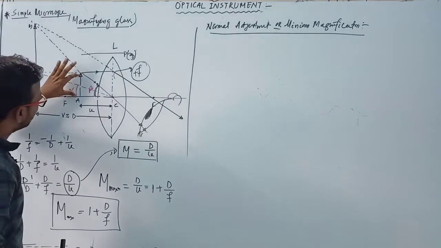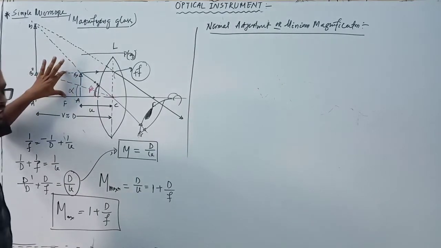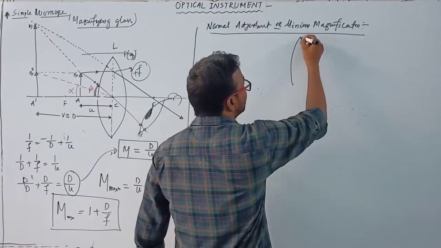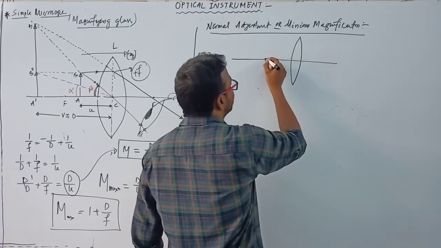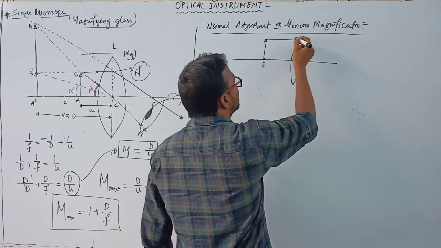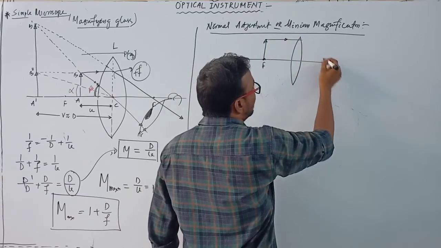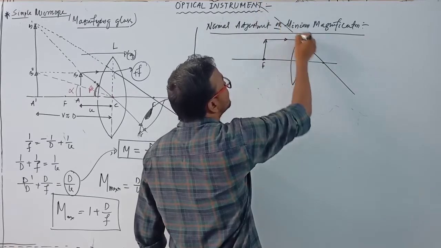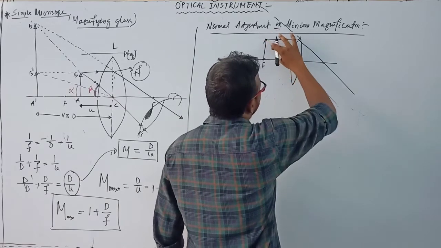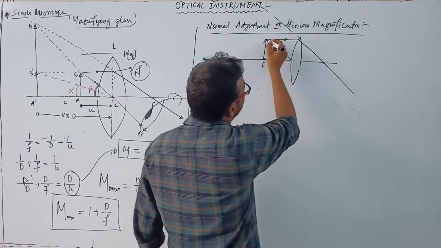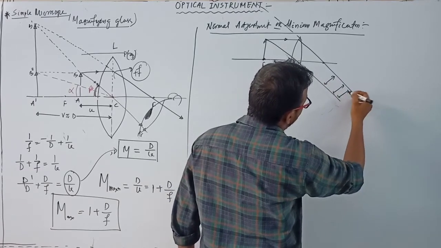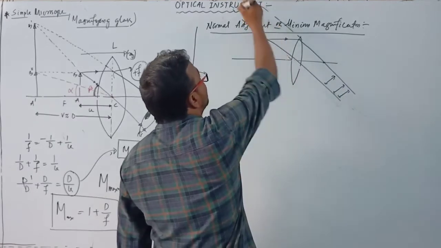If we place this object at the focus point, then what is the position of the image? We already know. If there is a lens and this is the focus point, and we place the object at the focus, then the ray passing parallel refracts and travels in this direction. If we take another ray which is incident at the optical center, it travels in a parallel direction. That means this is a parallel line and this is parallel, they never intersect each other.